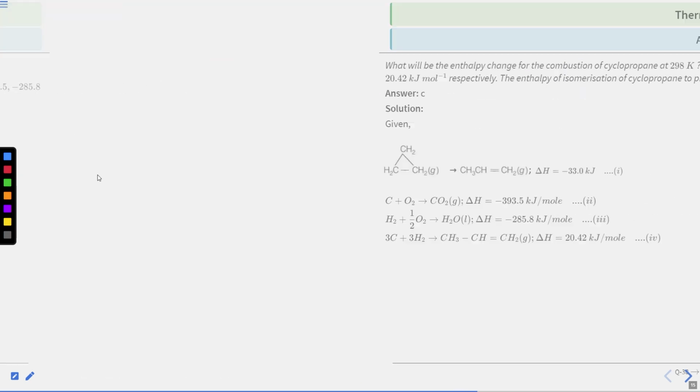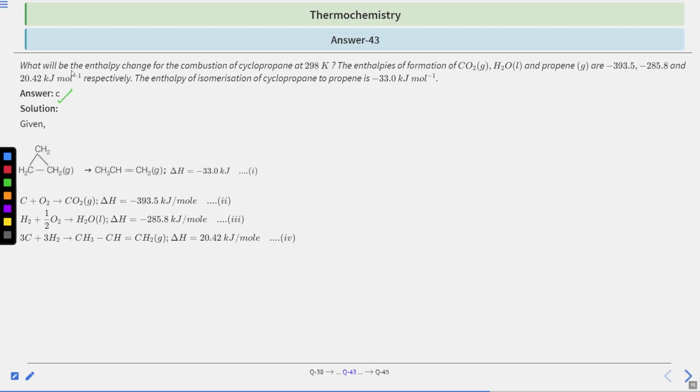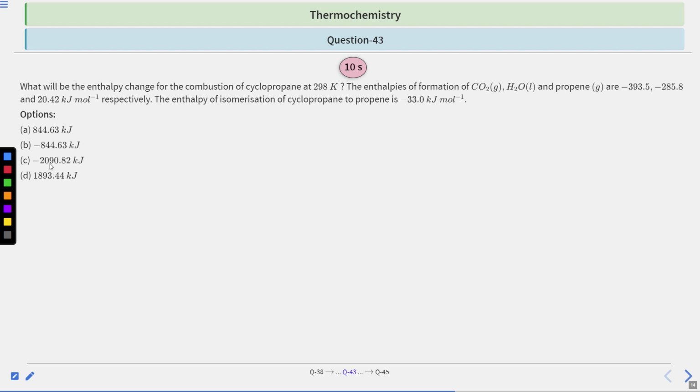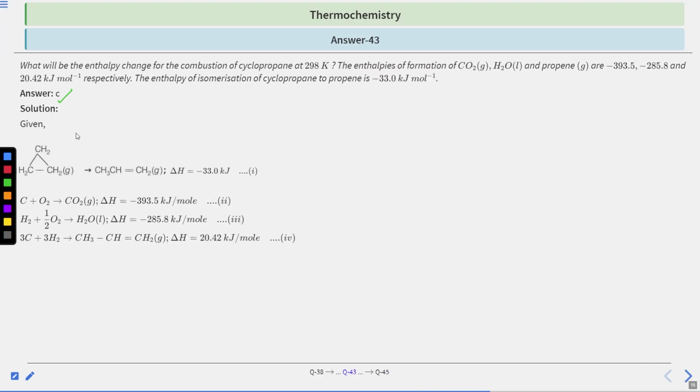Okay, so the correct answer for this question is option C, which is minus 2090.82 kilojoule. Right, so let's see how. We are given the enthalpy of formation of CO2, H2O, and propene, right? So we have this reaction here, cyclopropane isomerizing to propene, and the enthalpy of isomerization is given as minus 33.0 kilojoule.